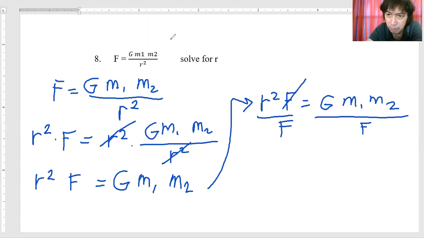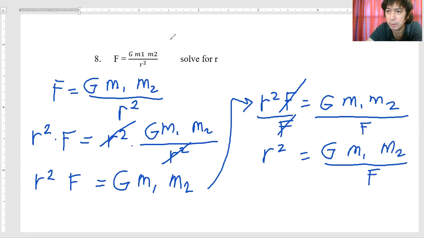Okay, this cancels out now. F divides by F. You now have r squared equal to G mass 1 mass 2 over the force there. All right. Remember, we're asked to solve for r.